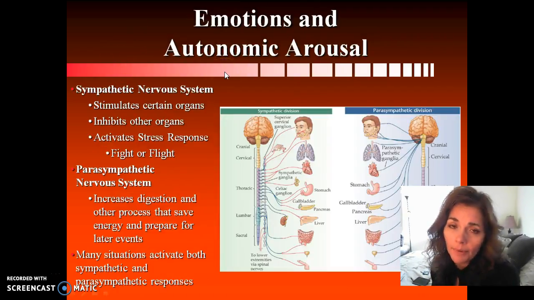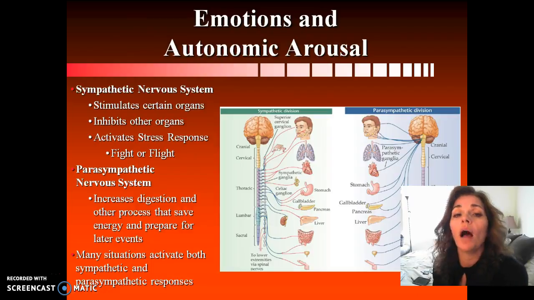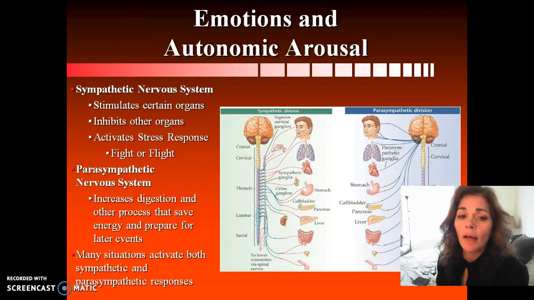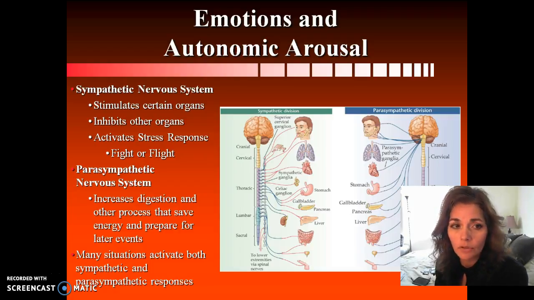Okay, so when we talk about emotions, there is usually an autonomic response. The autonomic nervous system is the nervous system that is automatic. It's not something within our direct control, although we can influence it at times, and we'll talk about that later in the chapter. But it involves two separate nervous systems, our sympathetic and our parasympathetic nervous system.